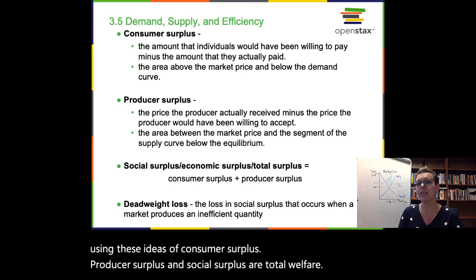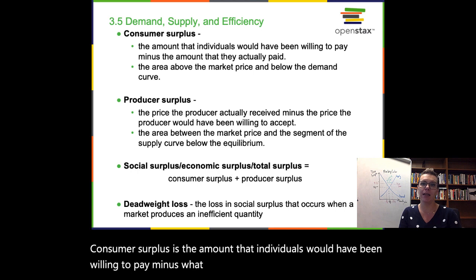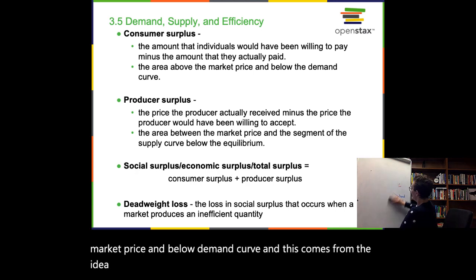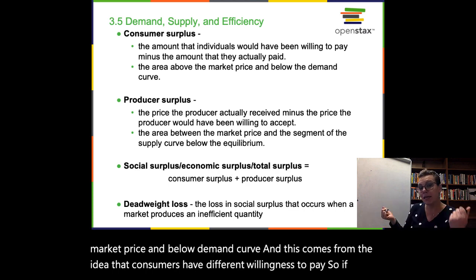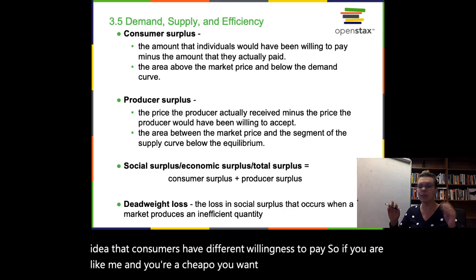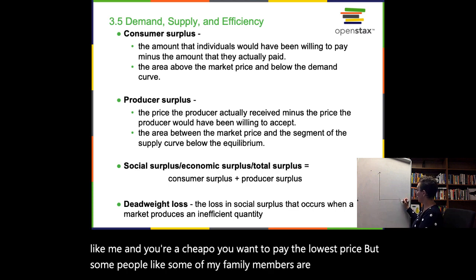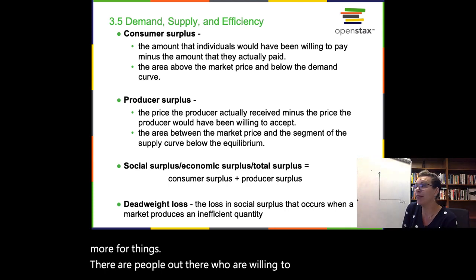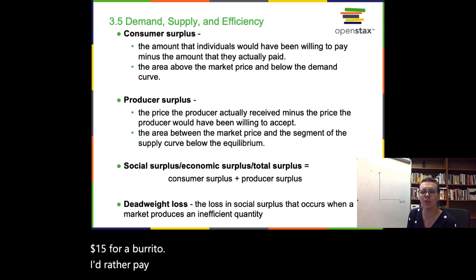Consumer surplus is the amount that individuals would have been willing to pay minus what they actually paid. It's the area above market price and below demand curve. And this comes from the idea that consumers have different willingnesses to pay. So if you are like me and you're a cheapo, you want to pay the lowest price. But some people, like some of my family members, are willing to pay more for things. There are people out there who are willing to pay, say, $15 for a burrito. I'd rather pay $7 or $8 for a burrito.